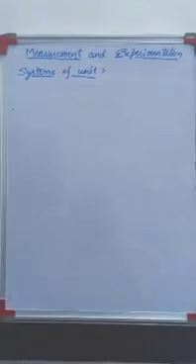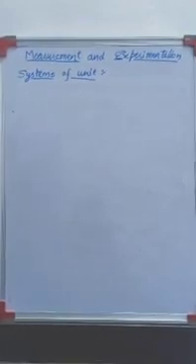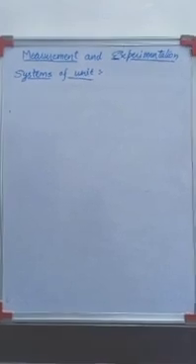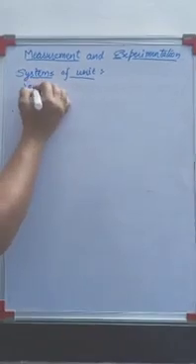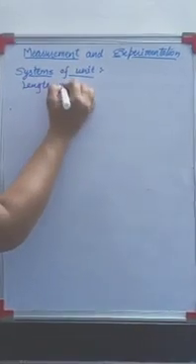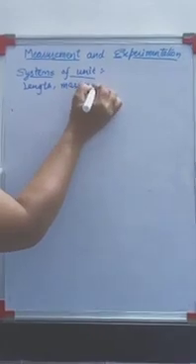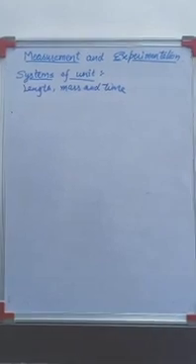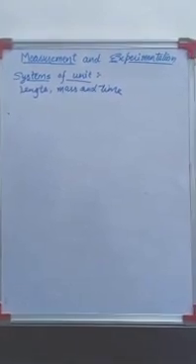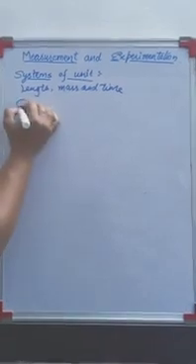Our next topic from the chapter measurement and experiment is the systems of unit. Earlier we have learned about the fundamental or the basic units as well as the derived units, right? So now we will go for the systems of unit. In mechanics we are having three fundamental units. These are the length, mass and time, right? So for the units of these three basic quantities, we are having three systems that we used earlier.